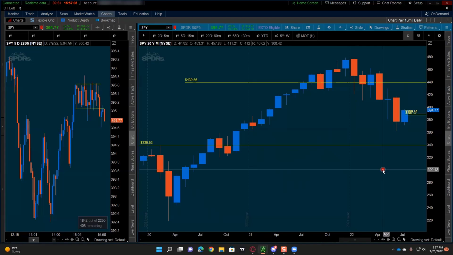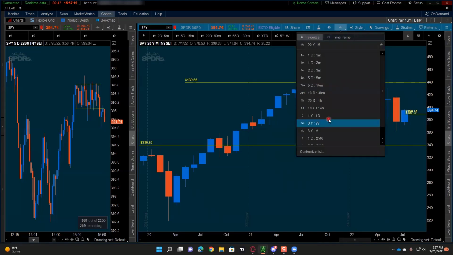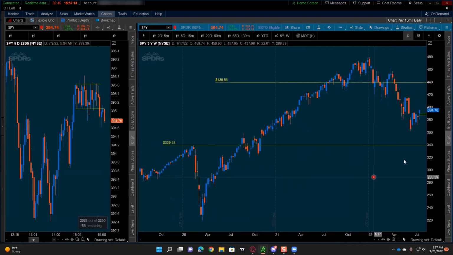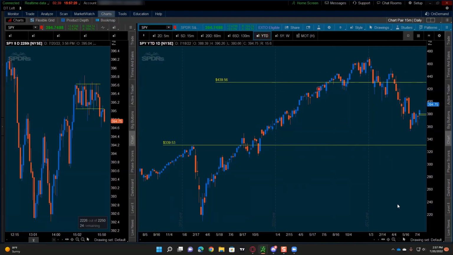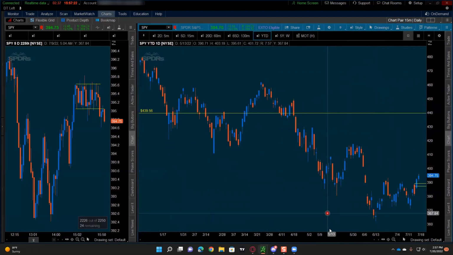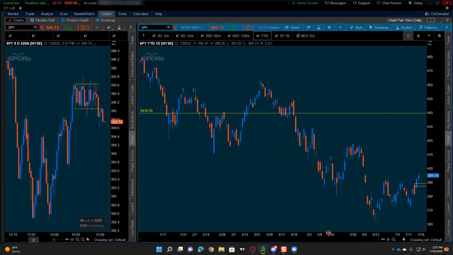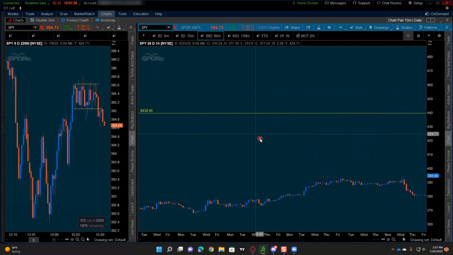We need to see inside of this candle. Well, that's a monthly candle. So if we wanted to see inside of it, we could go to a weekly candle. Okay, we're looking inside that month, but these are still really big candles. All right, well, let's go to a daily chart. Now we're seeing inside that week. It's still too big. Okay, we can go to a 1-hour candle.